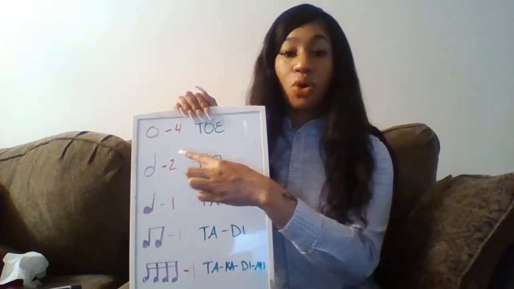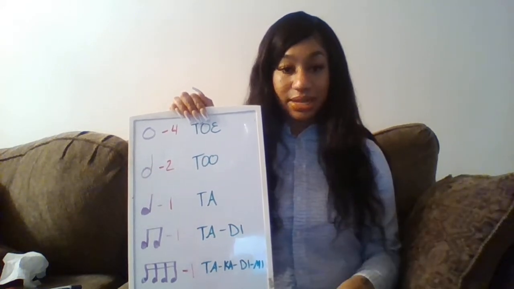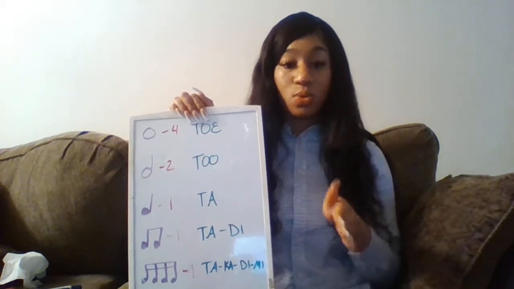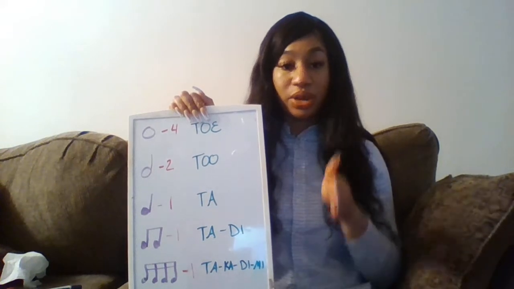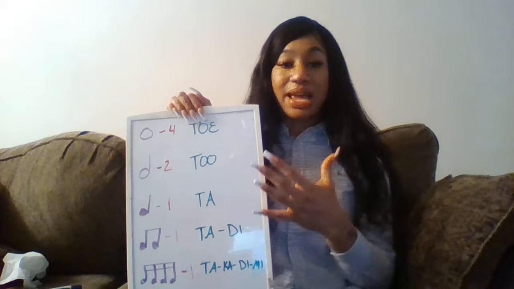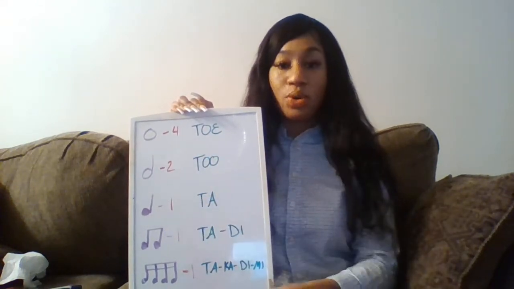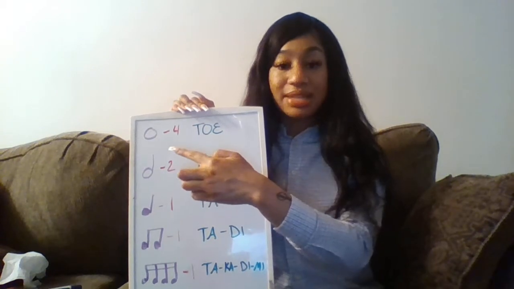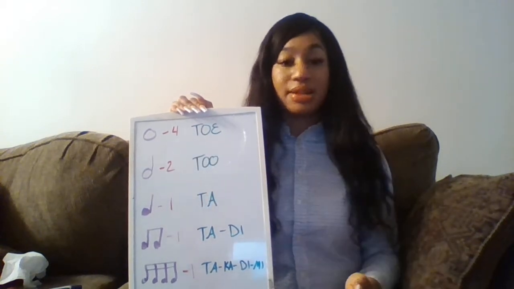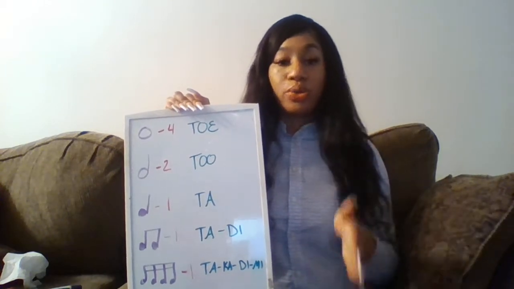Okay, so for the whole note, as I said, patting one beat looks like this. One, that's it. Okay, four beats will look like this. 1, 2, 3, 4. So instead of counting the numbers each time, we say a syllable for however many beats the symbol is worth. So since the whole note is worth 4 beats, I say toe for 4 beats, and that looks like this. I'm going to count off first. 1, 2, 3, 4.